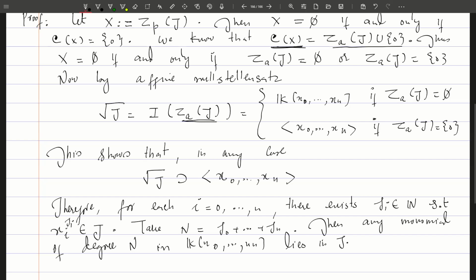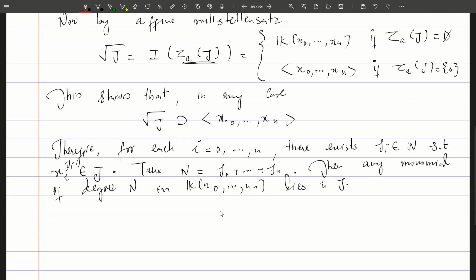So this is because any monomial in the polynomial ring of degree at least n must have the power of one of the x_i's being some power of x_i. So that means the monomial of degree at least n is going to be an element of this ideal. So this proves the first item. Now for the second item, that is trivial.